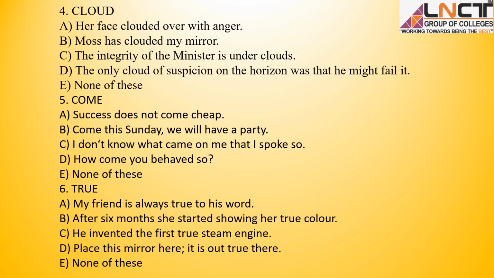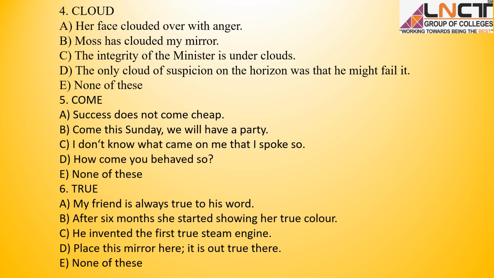C says, I don't know what came on me that I spoke so. The meaning of the sentence is that the person says that he doesn't realize what took over him, and the preposition on should be replaced by the word over, because when you say I don't know what came over me, it means that the preposition over means completely cover.